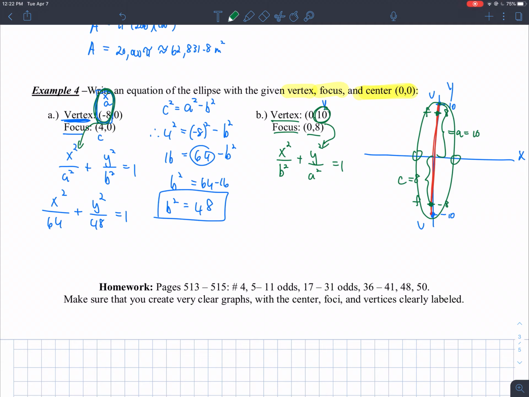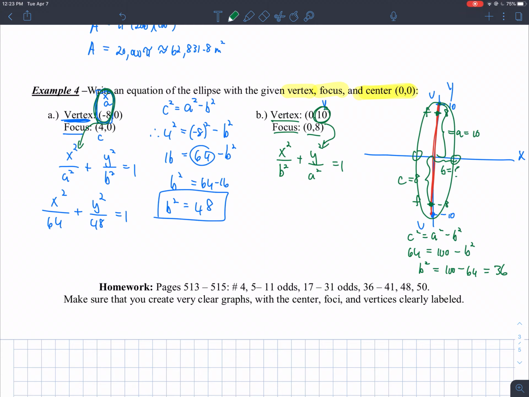And so now I have to find b. That's all. What is this distance right here? B. What's b? I don't know that, so I have to use the formula. Same thing. I have to use c squared equals a squared minus b squared. I have c. C is 8, so 8 squared is 64. I have a, which is 10, which is 100, if I square 10. So b squared is just 100 minus 64, which b squared then is 36.